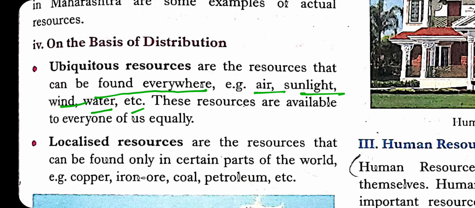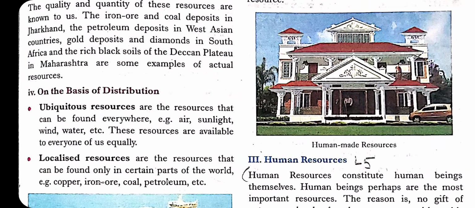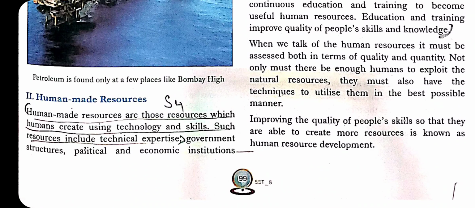These are ubiquitous. And the localized resources are resources that can be found only in certain parts of the world, like copper, iron ore, coal, petroleum, etc. These are localized resources. So we have discussed natural resources. Now let us discuss human made resources.